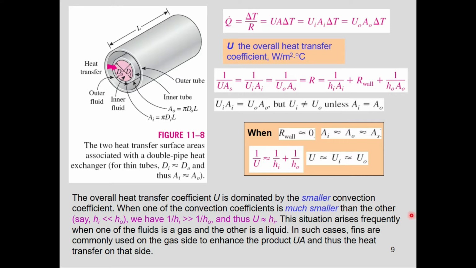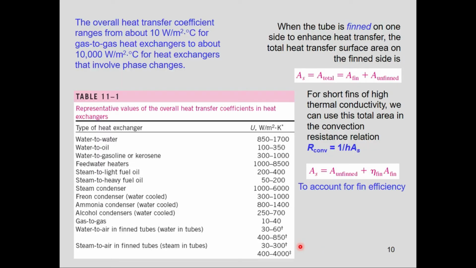In such cases, fins are commonly used. Fins are extended surfaces which are usually installed on the heat exchanger, usually on the gas side, to enhance the product of the overall heat transfer coefficient and the surface area, and the heat transfer on that side. The overall heat transfer coefficient, which is represented by U, ranges from about 10 watt per meter square per degree centigrade for gas to gas heat exchangers to about 10,000 watt per meter square per degree centigrade for heat exchangers that involve the phase change phenomena.